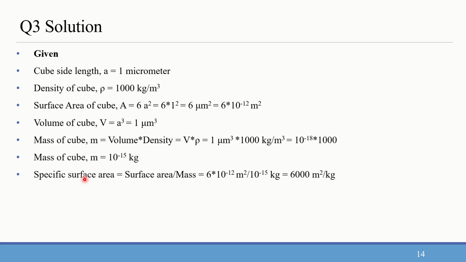And specific surface area is, as we mentioned, the surface area of the cube divided by the mass of that particular cube. As we saw, we need some base, so we are taking the mass of the cube. So it is 6 into 10 power minus 12 meter square, that is the surface area, divided by 10 power minus 15 kg. So it is 6000 meters square per kg. So remember this problem. We have one more similar problem which gives us a comparison. We can see how specific surface area is very important in terms of size.